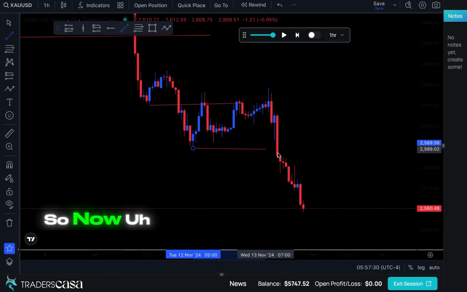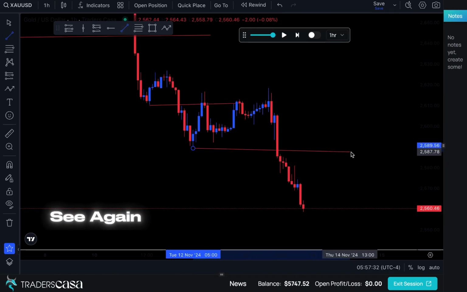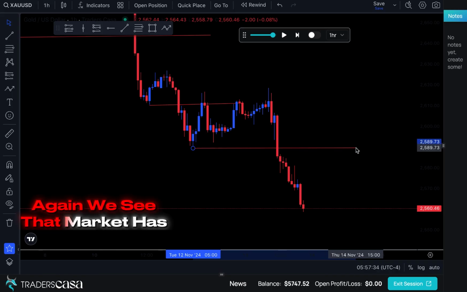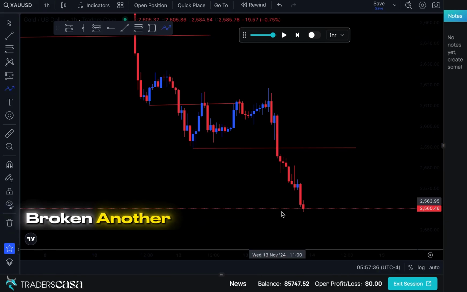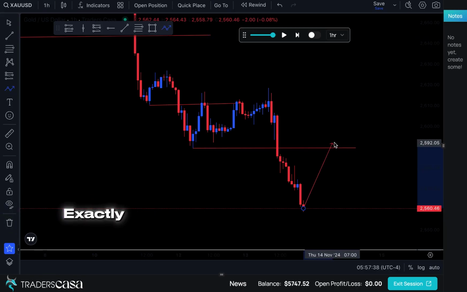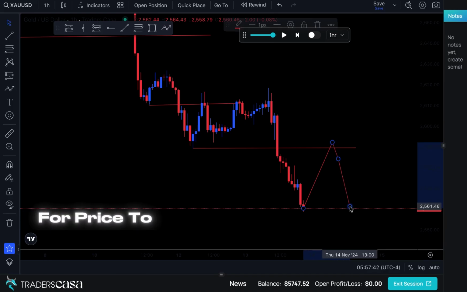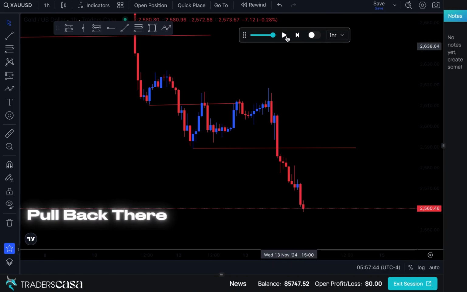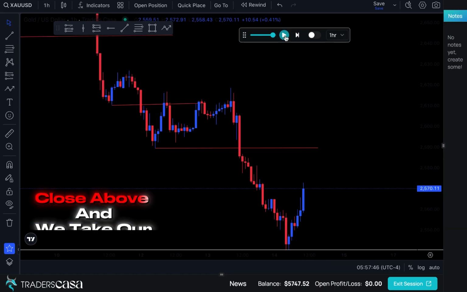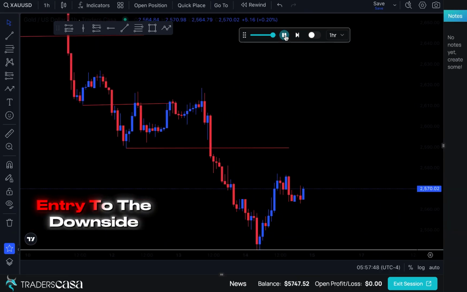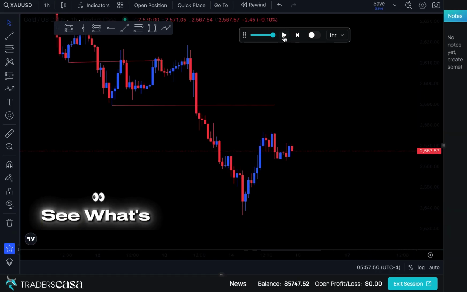Okay, so now what can we see again? We see that market has what? Broken another structure, right? Exactly. So we are going to wait for price to pull back there, close above, and we take our entry to the downside. So let's see what's going to happen.